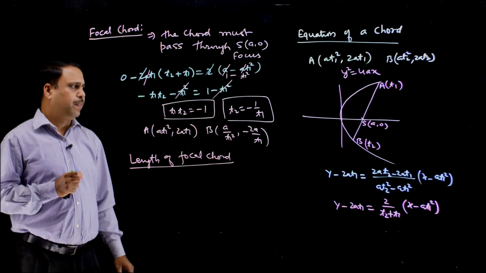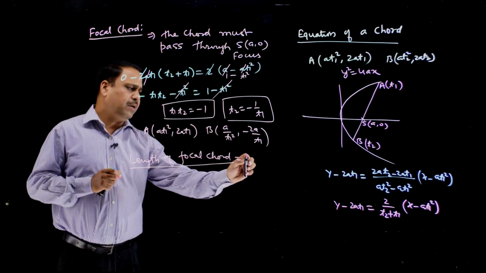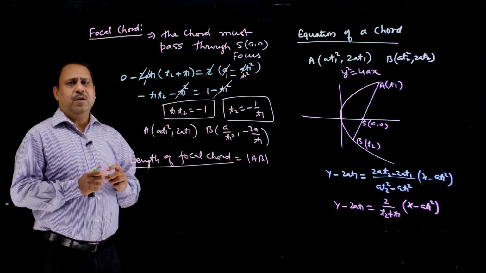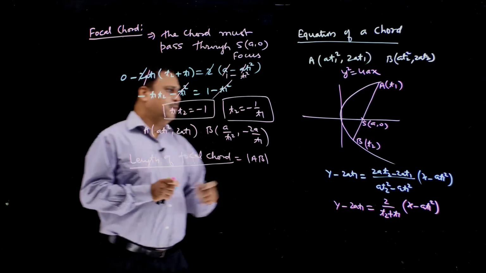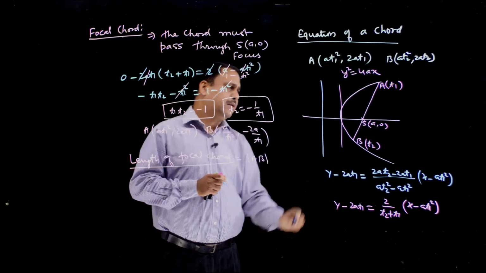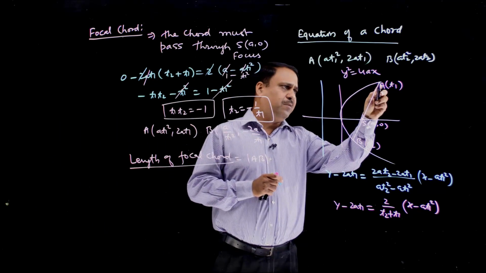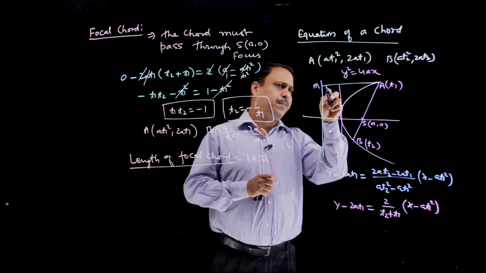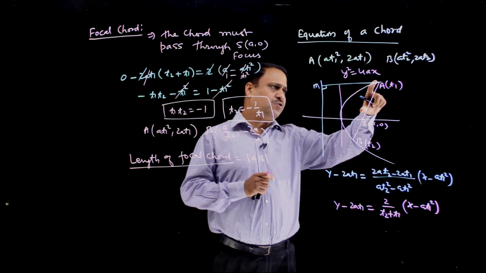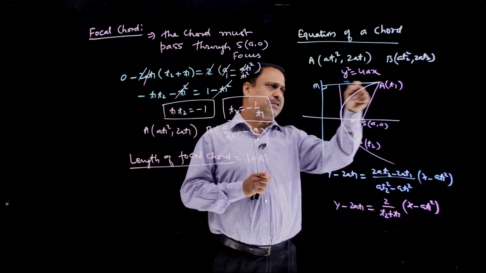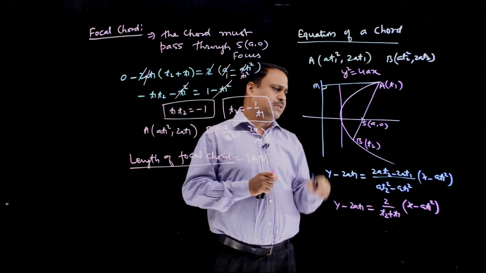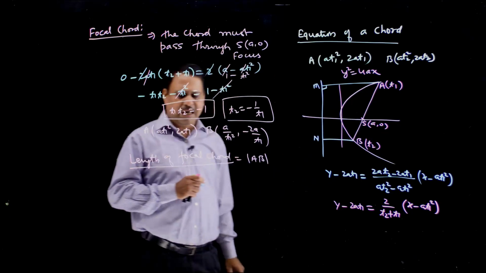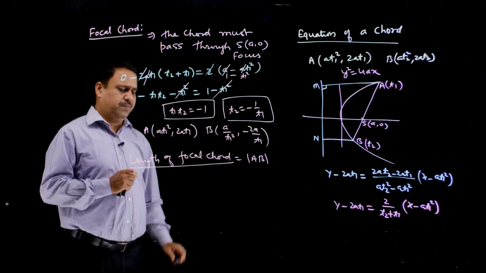Length of focal chord. That means this is nothing but AB. For this, one concept we have already done, we can use that. That means AS will be equal to AM. A is a point on the parabola. Distance of this point from the focus must be same as distance from the directrix. Similarly, B is a point, so this must be equal to BN. We have done that.